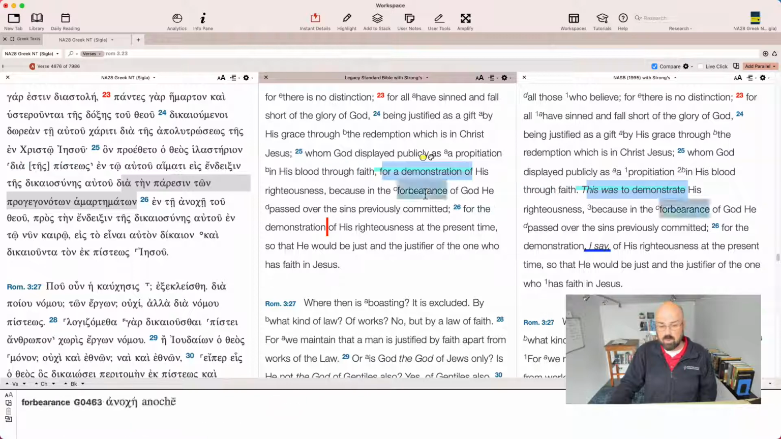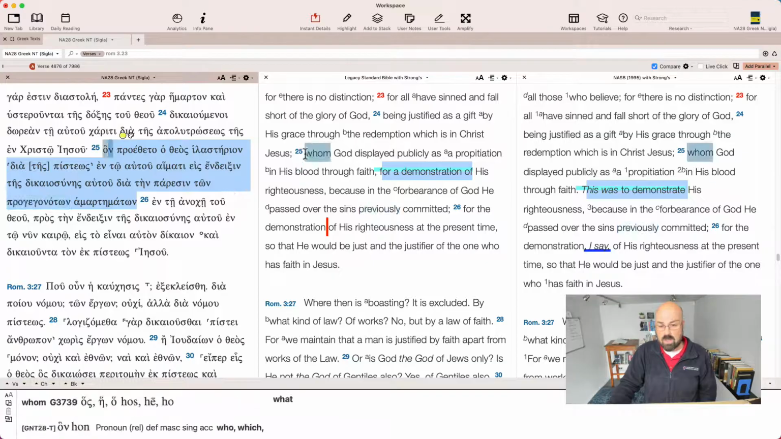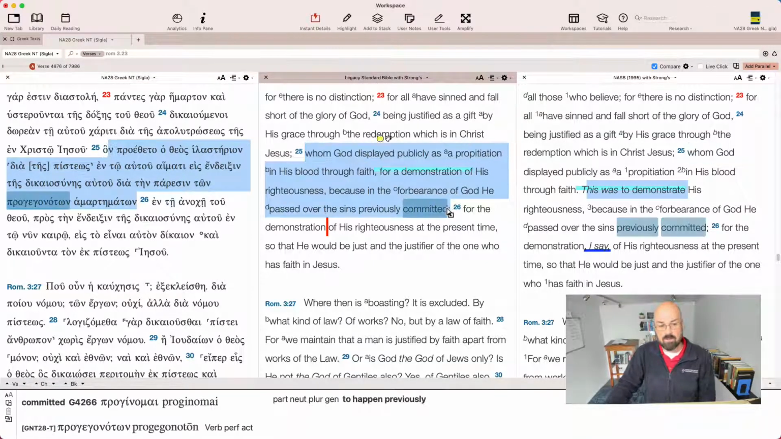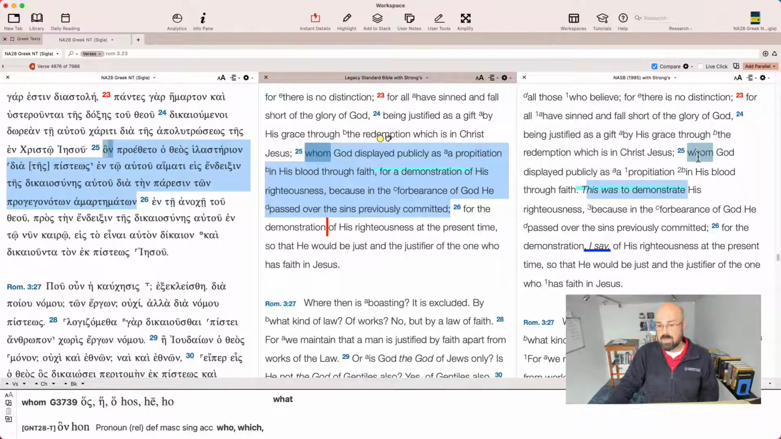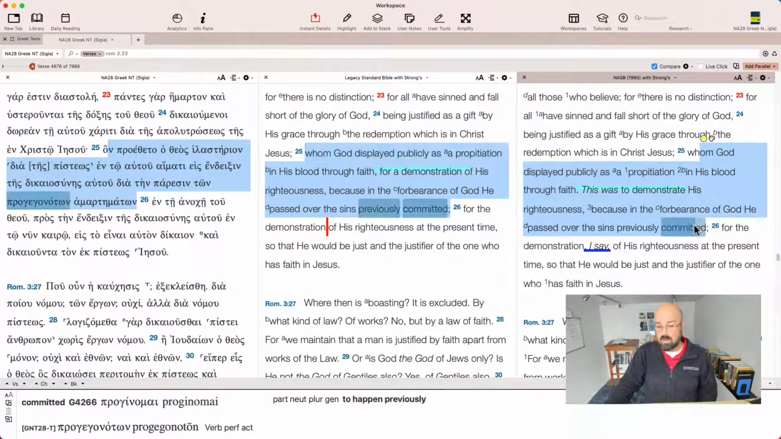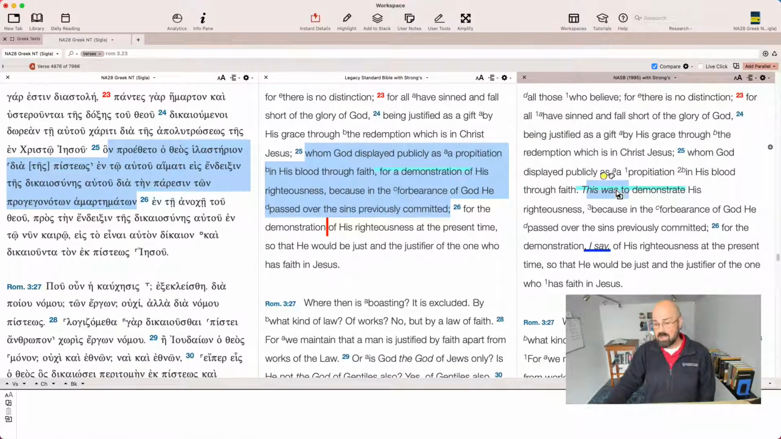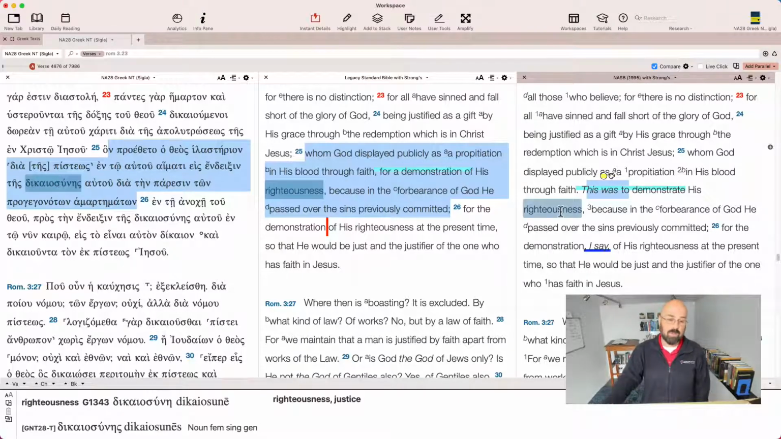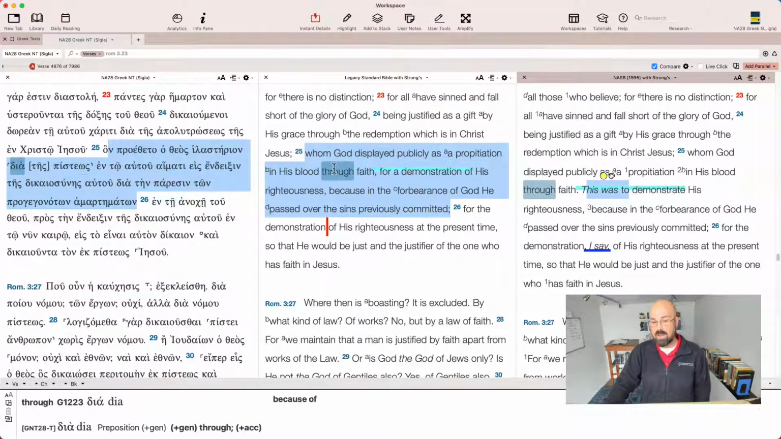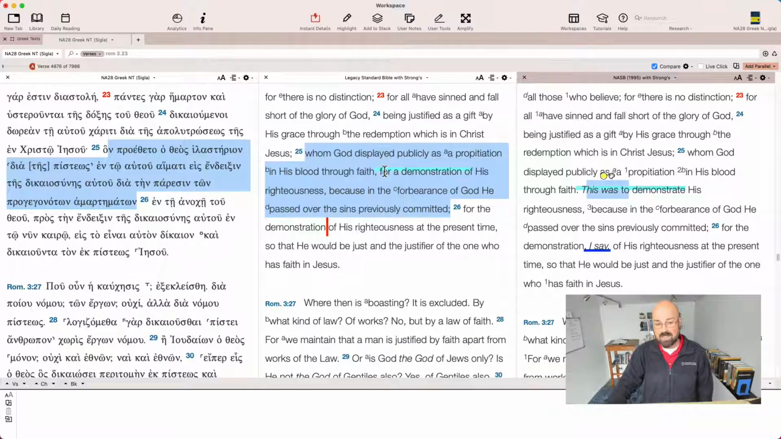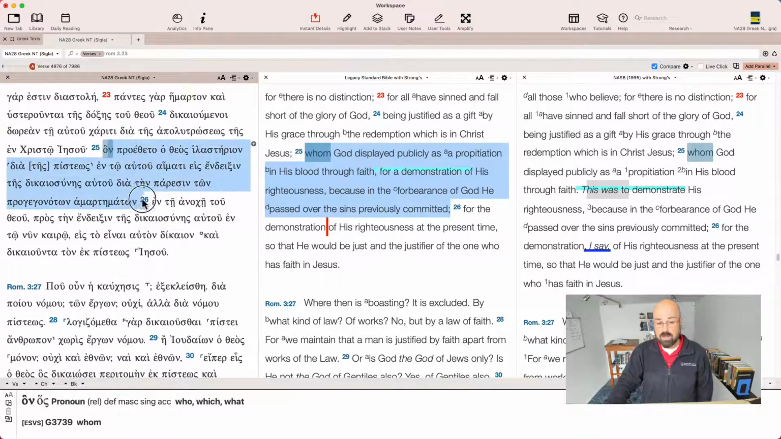The key thing that's different between these two translations is that you don't have a sentence break here in the Greek. You don't have a sentence break here in the Legacy Standard Bible, but you do have a sentence break here in the New American Standard. Very interesting. So here, this is really, "whom God displayed publicly as a propitiation in his blood through faith." Then you have to introduce a dummy subject to start a new sentence: "This was to demonstrate his righteousness." Now, the problem with this in English, of course, is that it becomes a bit of a run-on sentence, where you've got one thing after another being added to the text. But, of course, that's what's going on in the Greek text.